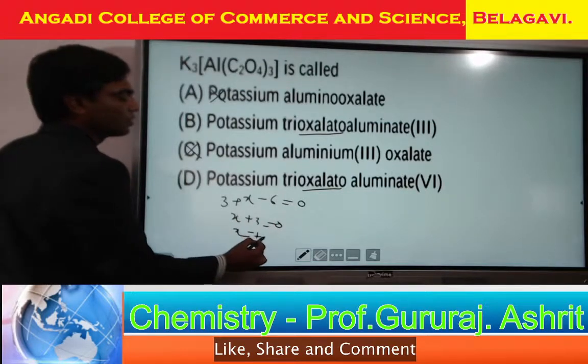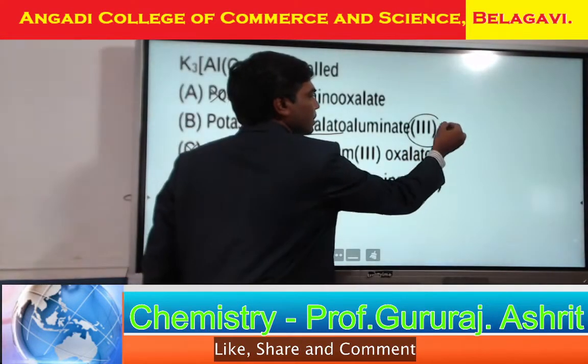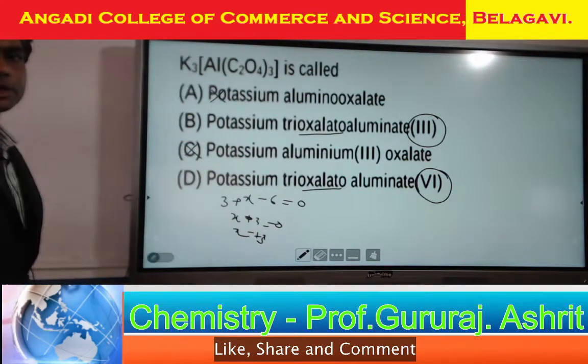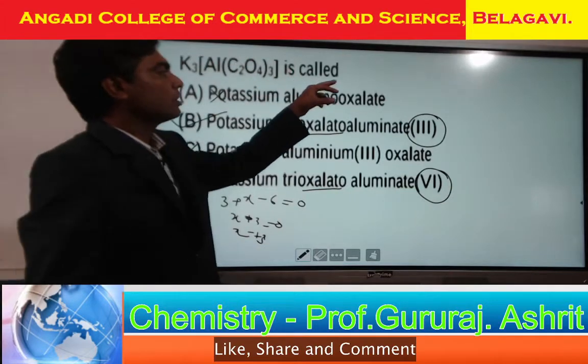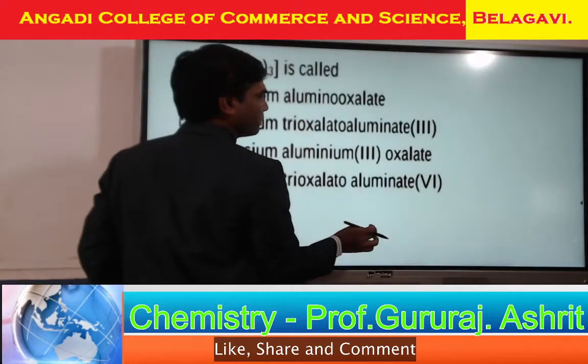Therefore, X minus 3 is equal to 0, so X is equal to 3. Here you are seeing 3, here you are seeing 6. So directly you will get the answer. Which will be the option? Option B is the correct answer. Like this, in all the aspects, if you check easily, you can get the answer for this IUPAC thing.